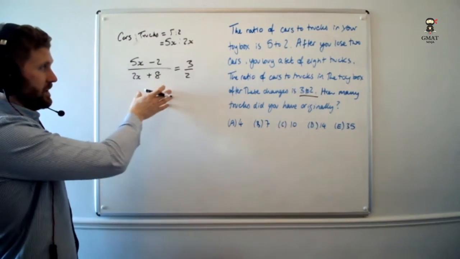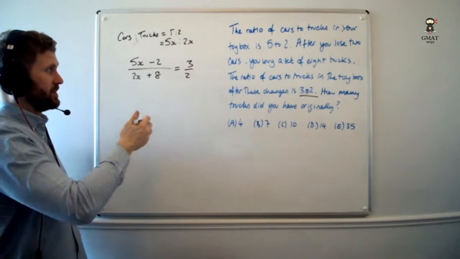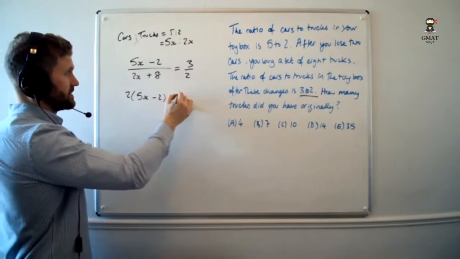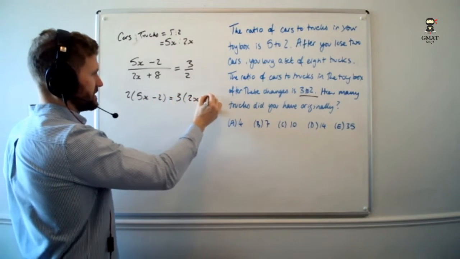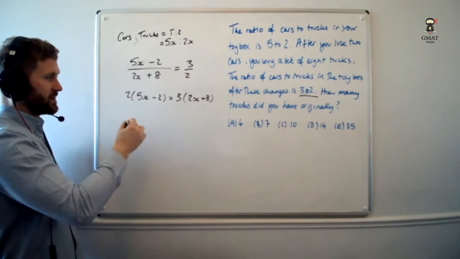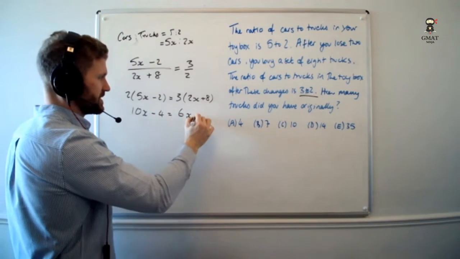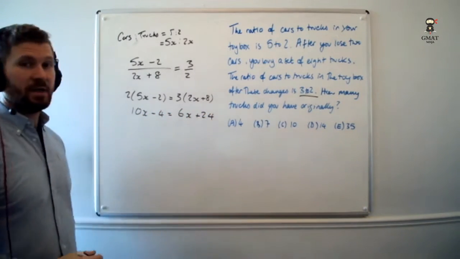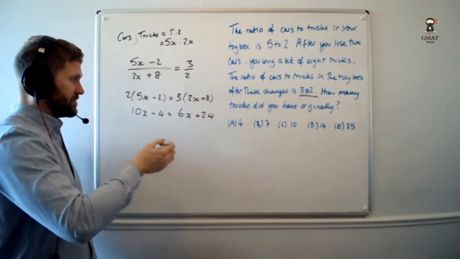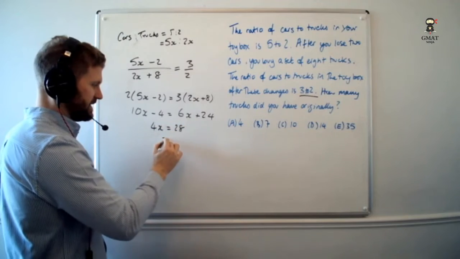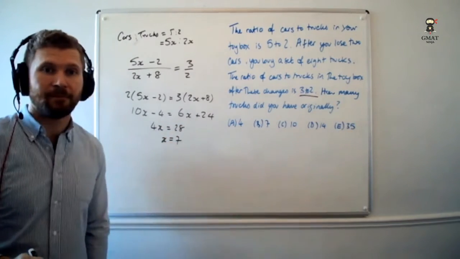So on this, I can cross multiply both sides. If I times both sides by 2 and times both sides by 2x plus 8, I'll get this line. Expanding the brackets will give me 10x minus 4 is equal to 6x plus 24. If I take away 6x from both sides and add 4 to both sides, I'll end up with 4x equals 28, and so x equals 7.